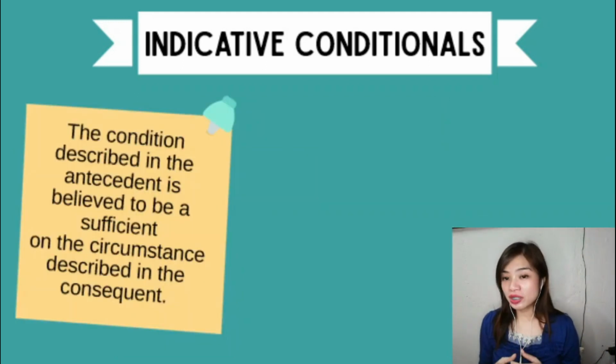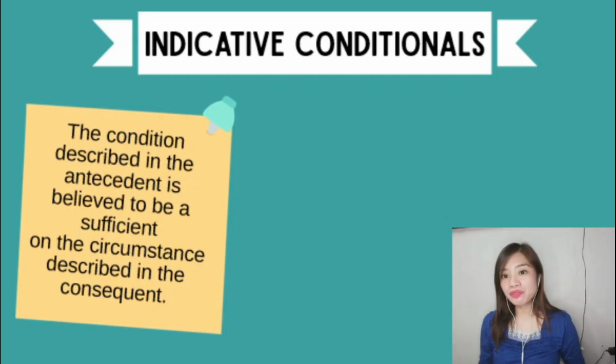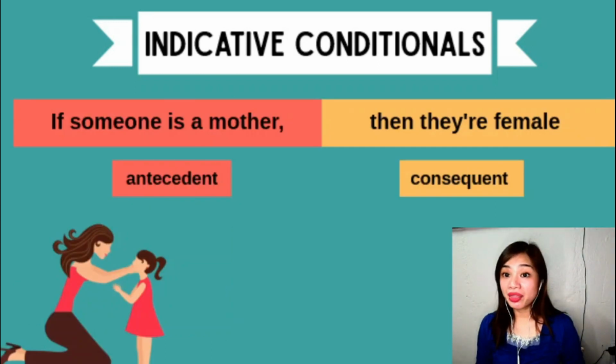The condition described in the antecedent is believed to be sufficient for the circumstance described in the consequent. To say that it is sufficient means it is enough. We don't need anything more to prove the result. Consider, for example, this sentence. If someone is a mother, then they're female. Now, in this sentence, if someone is a mother is our antecedent because that is our condition.